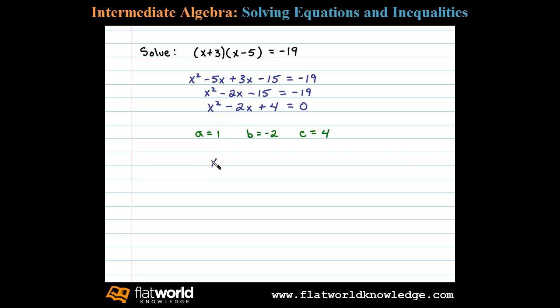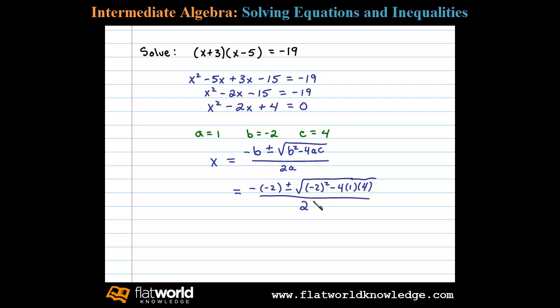We're going to plug these values into the quadratic formula, which is x equals negative b plus or minus the square root of b squared minus 4ac, all divided by 2 times a. Now substituting in the values, we have negative b, or negative 2 in this case, plus or minus the square root of negative 2 squared minus 4 times ac, so 4 times a, which is 1, c is 4, all divided by 2 times a, which is 1.